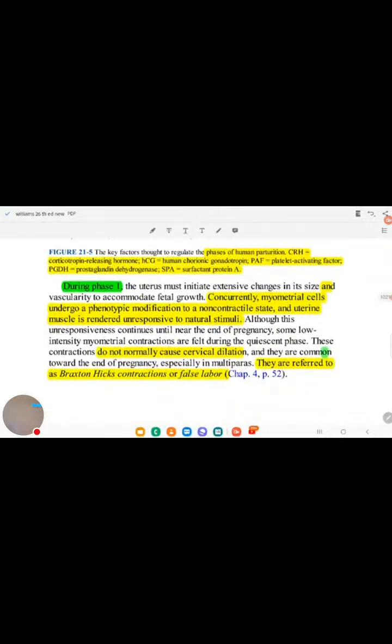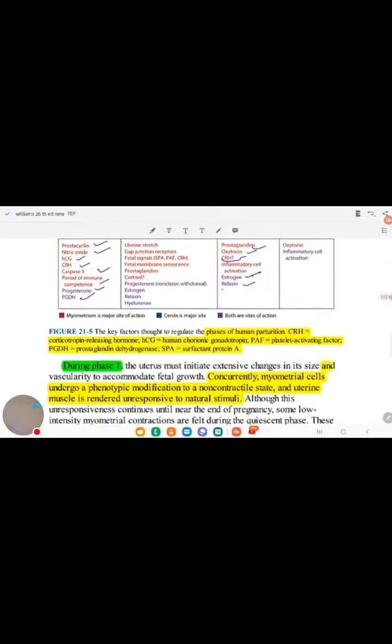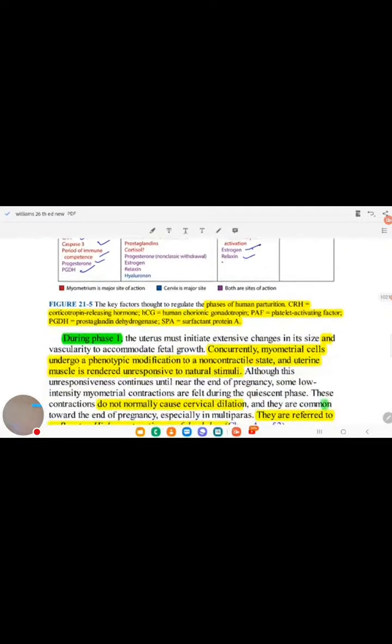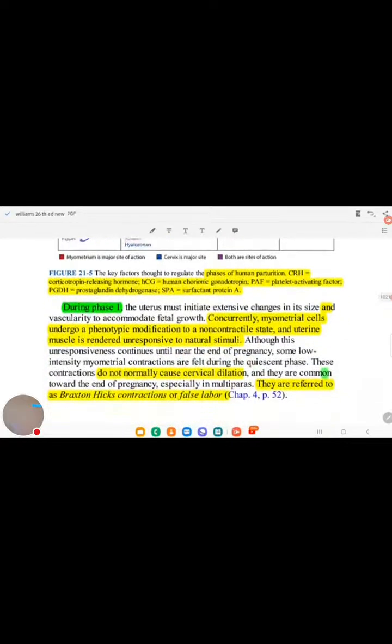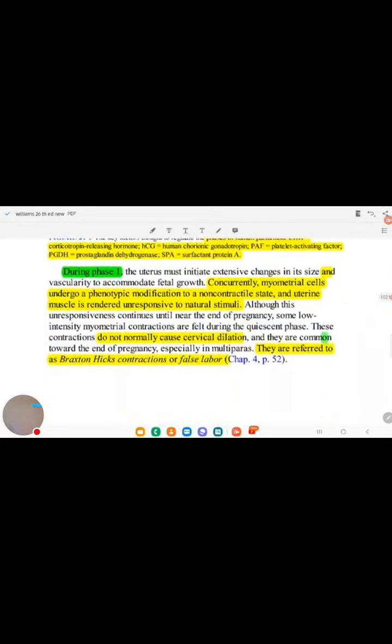Okay, what happens during phase 1? The uterus must initiate extensive changes in its size. Phase 1 is the prelude phase, or quiescence phase. In this phase, it initiates extension in size and vascularity. The fetus has to grow, so the uterus has to change in size and increase in vascularity to accommodate fetal growth. Concurrently the myometrial cells undergo phenotype modification to a non-contractile state, and the uterine muscle remains unresponsive to natural stimuli.